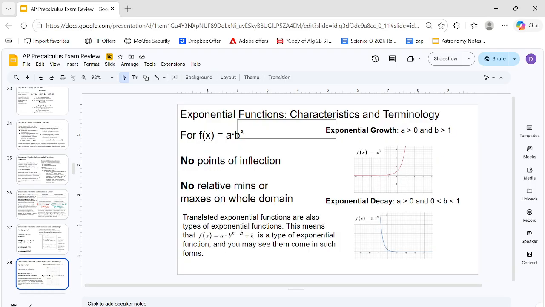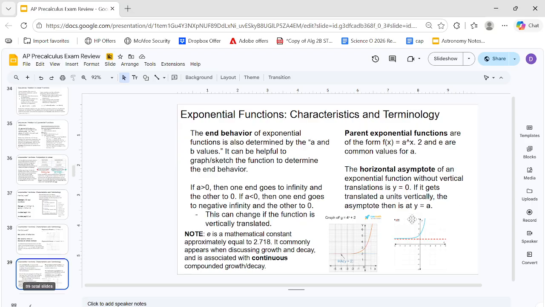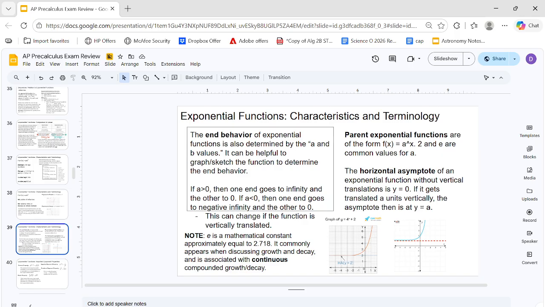Yeah, a is the initial value, b is the growth factor. I should mention that. So this is what exponential growth looks like. This is what exponential decay looks like. Okay. End behavior is also determined by a and b values. You should sketch the graph. And one end always goes to infinity or negative infinity, and the other end goes to 0.